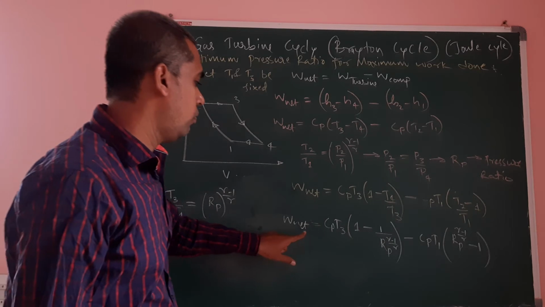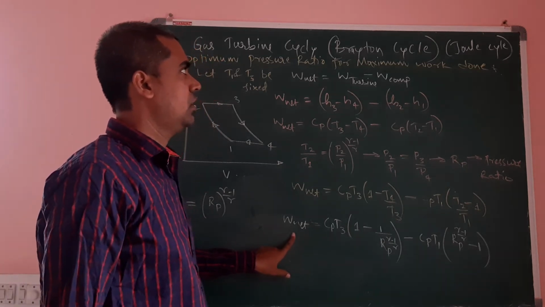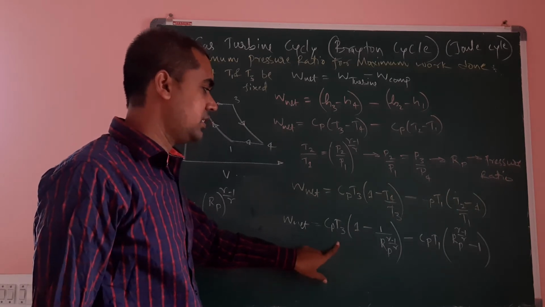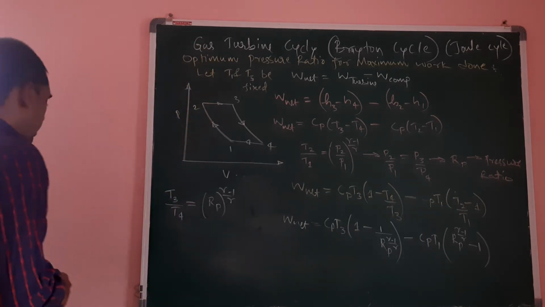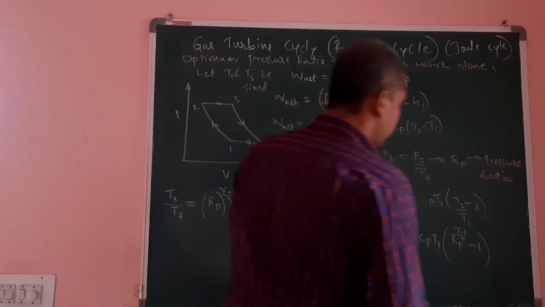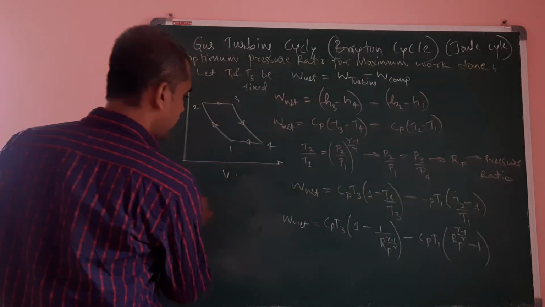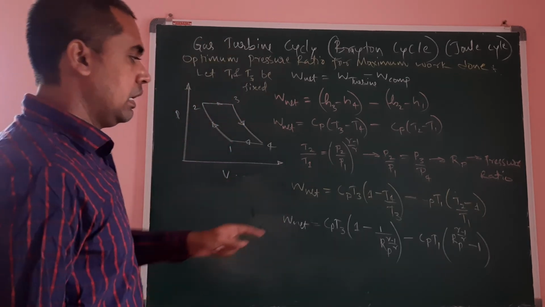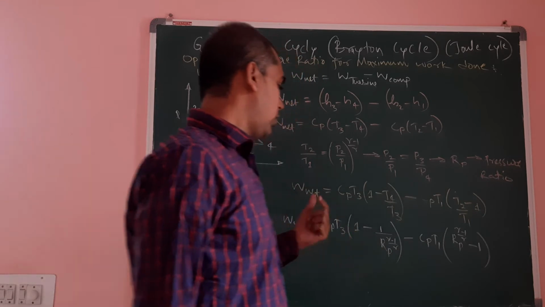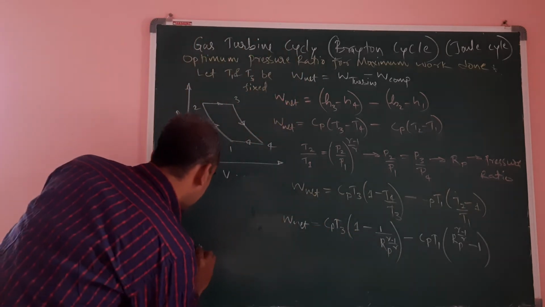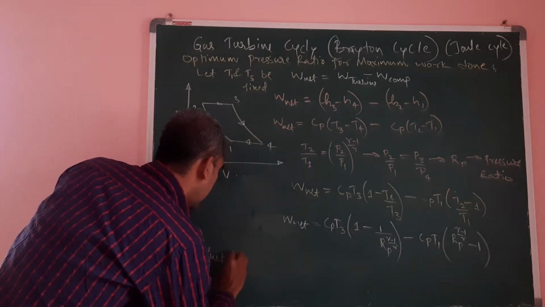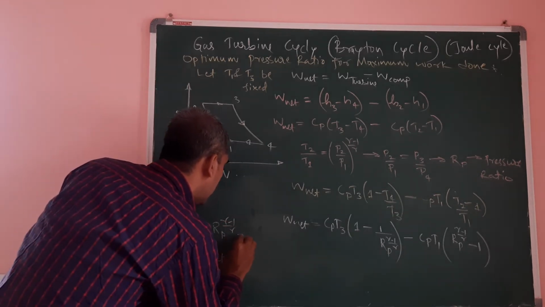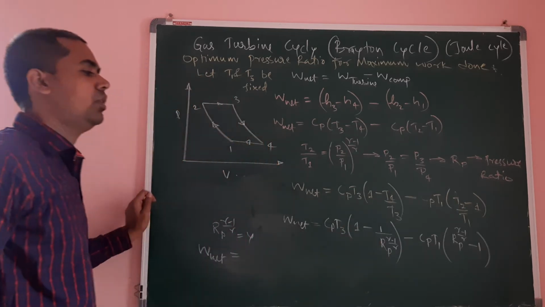Therefore, what we have to do? We have to differentiate this equation and equate it to 0. We have to differentiate to get the optimum pressure ratio. I will call it equation number 1. Before that, it will be Rp raised to gamma minus 1 by gamma. Gamma minus 1 by gamma is a constant. Therefore, I will substitute Rp raised to gamma minus 1 by gamma equal to Y here.